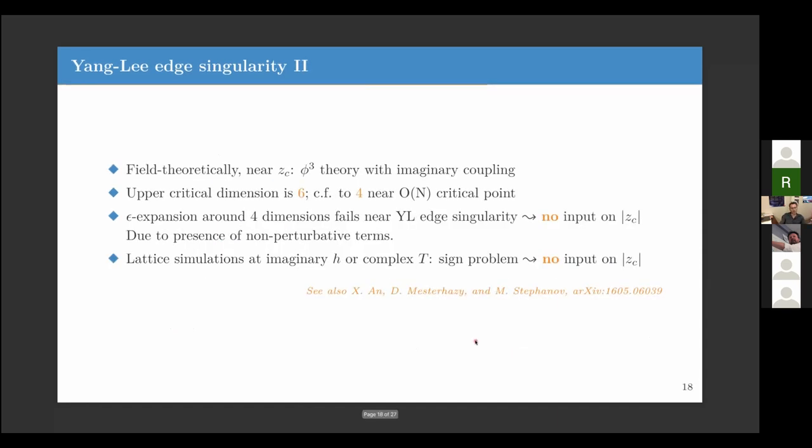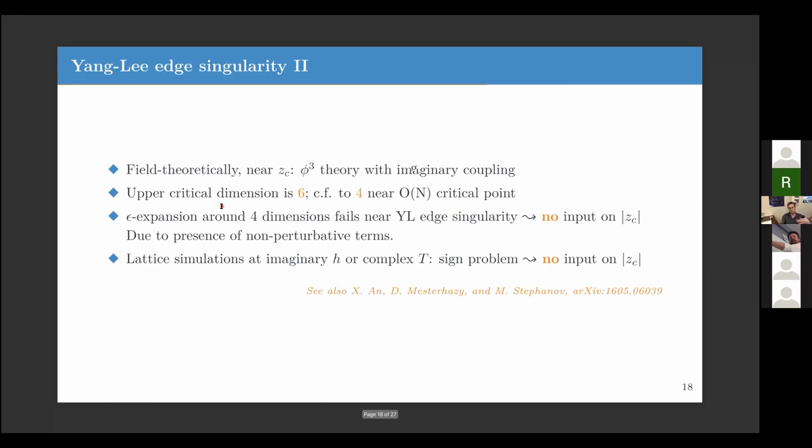Okay, so field theoretically, near this point, it can be described by phi cubic theory with imaginary coupling. And this imaginary coupling is actually what makes this a second order phase transition instead of a first order phase transition. It has an upper critical dimension of 6 because it's phi cubic, compared to 4 for a usual O(N) critical point. And this is one of the reasons why the conventional epsilon expansion around 4 dimensions fails near this Yang-Lee edge singularity, and why the conventional expansion cannot provide input on its location.